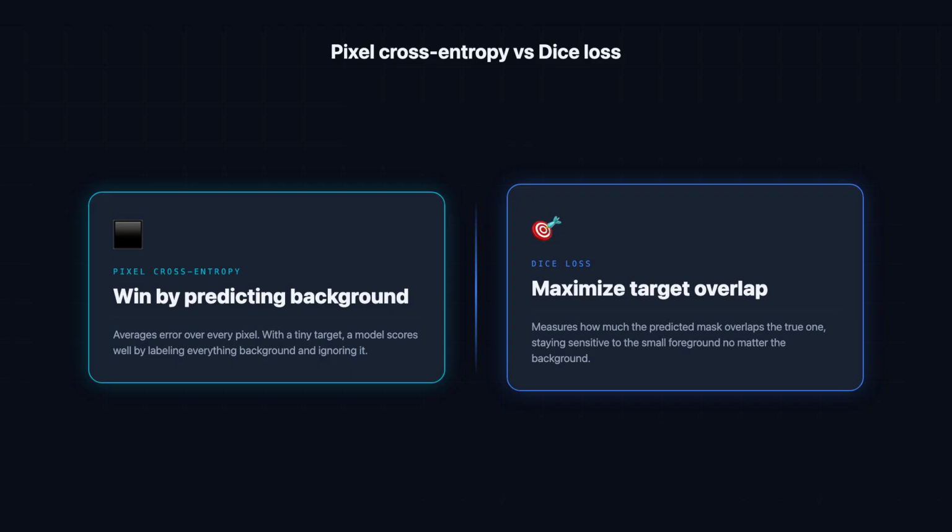Rather than averaging over pixels, it measures how much the predicted mask overlaps the true mask, focusing on the foreground region itself. That relative overlap stays sensitive to the small target no matter how much background surrounds it, so the model can't cheat by predicting emptiness. It has to actually find the object to score well.